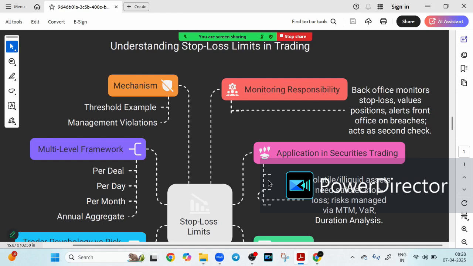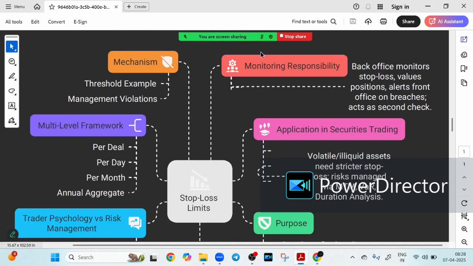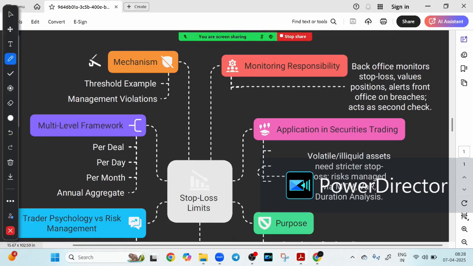So friends, let's dive into one of the most crucial risk control tools in trading, called a stop loss limit. You can think of it like a safety net. It protects you when the market turns against you. What is the mechanism? Stop loss is a kind of preset limit.